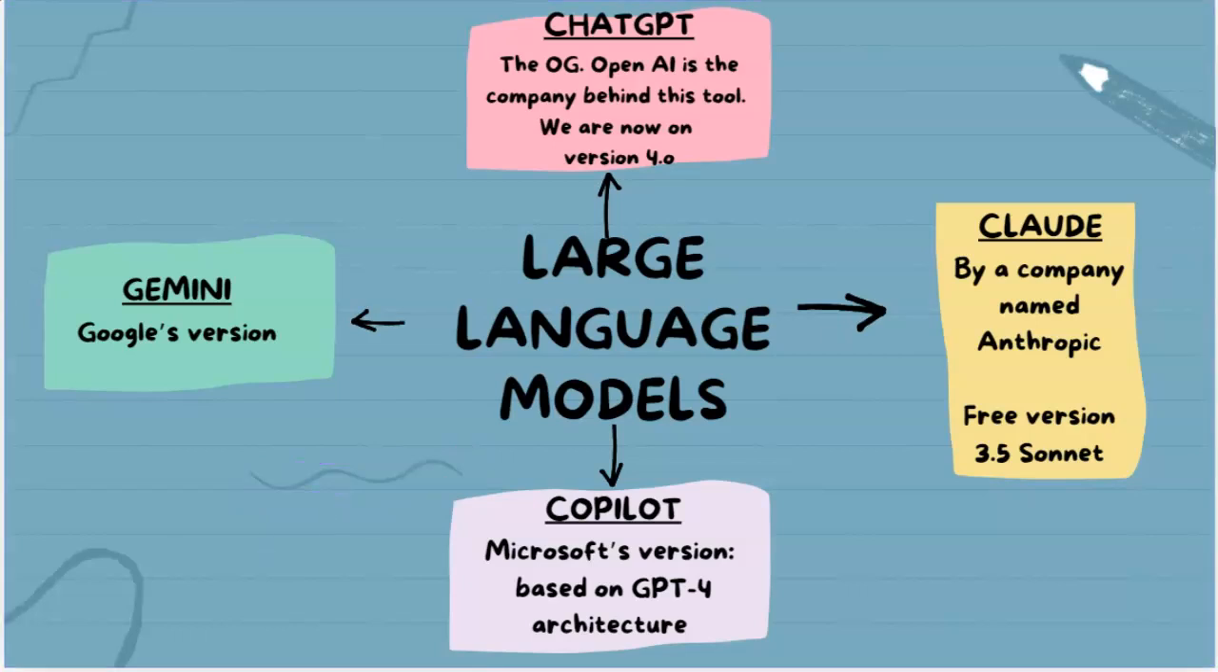Gemini, I'm going to go counterclockwise here. Gemini is Google's version of the large language model. Now, it was trained differently than the ChatGPT model was. So as you play around with them and put the same prompt into each of them, you're probably going to see different information, or rather different variations of the information. So Gemini has its own unique flavor of doing it.